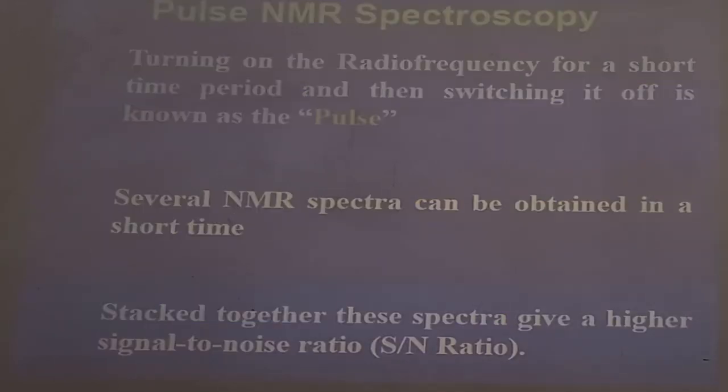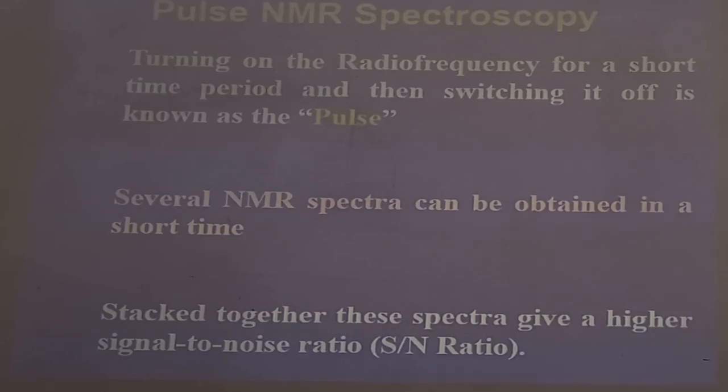Pulse, as I told you earlier, is turning on the radio frequency transmitter for a short time period and then switching it off. So one pulse means one scan. You give one pulse, then you allow the nuclei to relax back, and then you acquire the FID and convert it into frequency domain signal through Fourier transform.